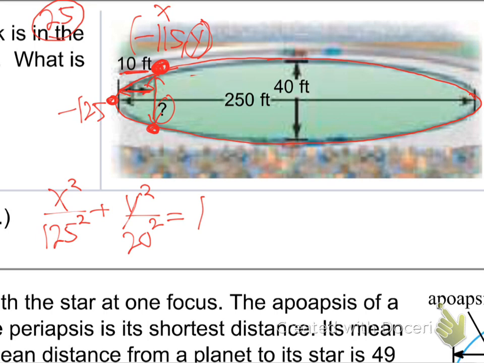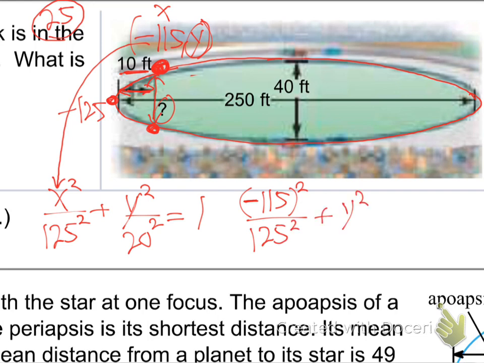Okay, is that good? So take negative 115, plug it in there for x, so we'll get negative 115 squared over 125 squared plus y squared over 20 squared is 1. And then we're going to solve for y.